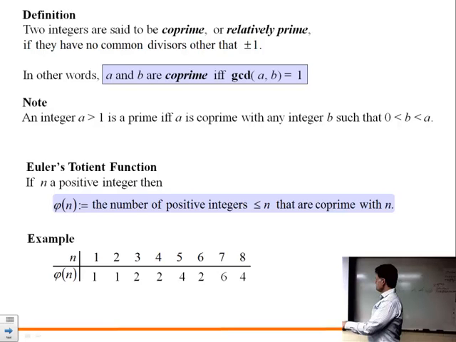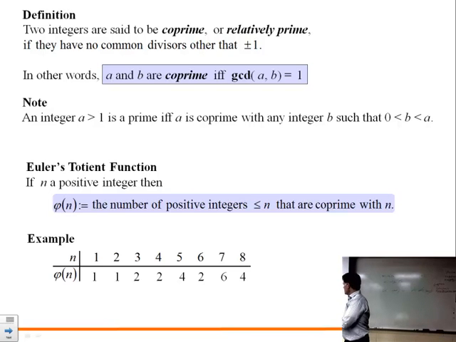So here's an example. Here is a table with the first few values of n from 1 to 8, and here is the value of Euler's phi function of n. So 1 is coprime with itself, so you have 1. 2 is coprime with 1, and that's it. So there's only one number there. 3 is coprime with 2 numbers smaller than it. It's coprime with 1 and coprime with 2. So phi of 3 is equal to 2.